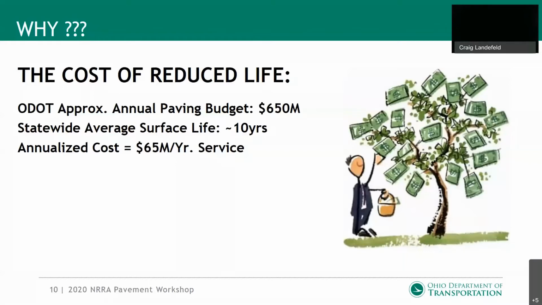So we're looking at these technologies that if we can prevent some of these defects, the state of Ohio could save some substantial amounts of money to the tune of $50 to $60 million a year potentially by getting another year of service out of all of our pavements on average statewide.